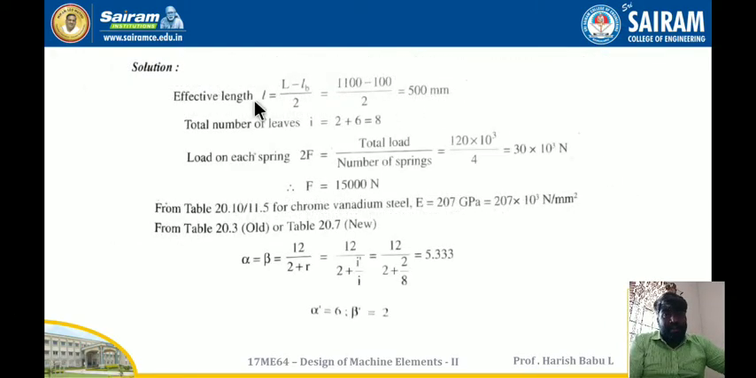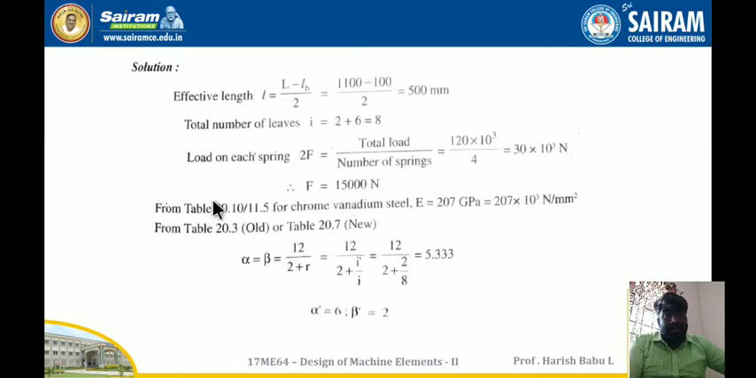Coming to the effective length, l is equal to capital L minus Lb by 2, that is 1100 minus 100 by 2, which gives 500 mm. The total number of leaves i is equal to 2 plus 6, that is 8. The load on each spring, that is 2F, is equal to the total load divided by the number of springs. So the total load is 120 into 10 to the power of 3 divided by 4, which gives 30 into 10 to the power of 3 newtons. So the force F is 15,000 newtons.